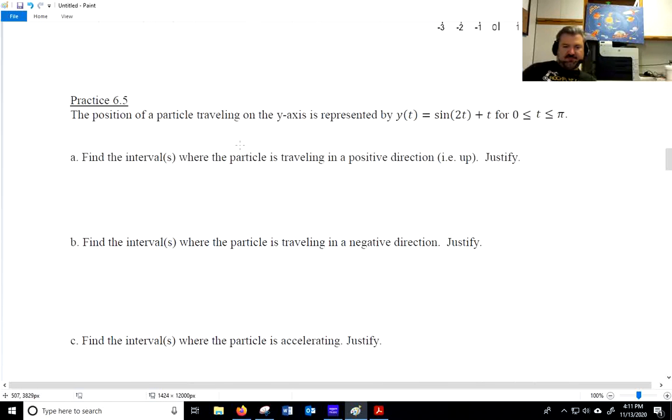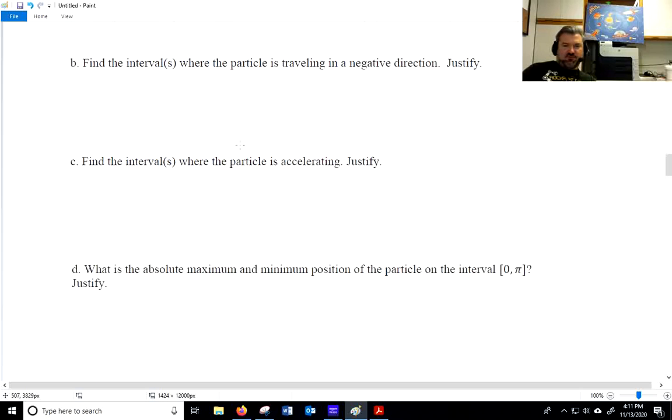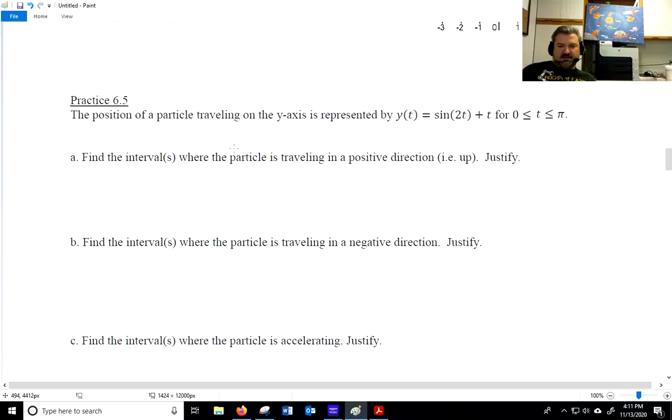Okay, let's try another one. The position of a particle traveling on the y-axis is represented by y of t equals sine 2t plus t, for 0 less than or equal to t less than or equal to pi. Find the interval where the particle is traveling in a positive direction, that is, up. Pause the video, by the way, if you haven't yet already, and try this.